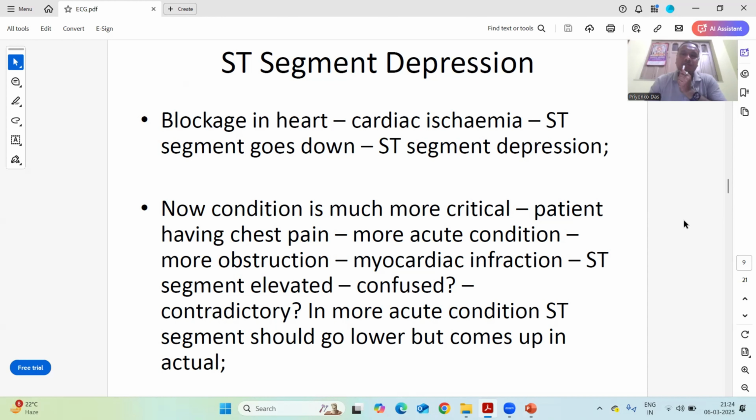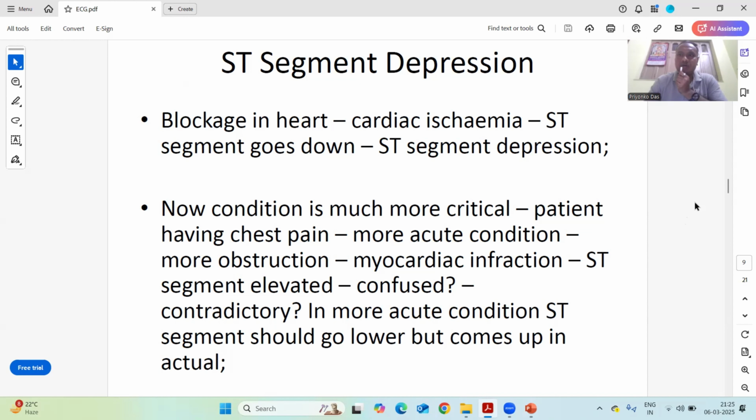If the condition is much worse, much more critical, the patient has chest pain. Now, instead of the ST segment being more depressed, it was getting elevated. So there was some confusion, some contradiction there. In a more acute condition, the ST segment should go lower, but it was actually coming up, and the condition is becoming much more confusing for the physician.